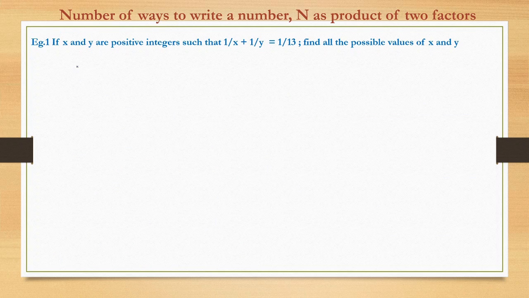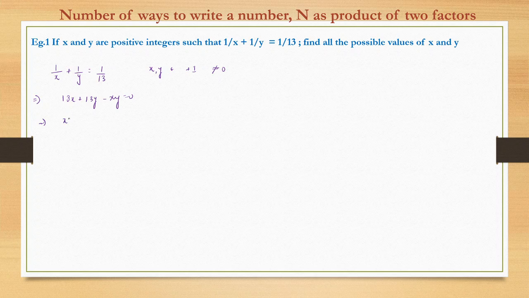If x and y are positive integers such that this is the expression, and x and y are positive integers not equal to 0, right? Because x and y cannot be 0, otherwise the expression would become indeterminate. Now we can simplify this. It will be 13x plus 13y minus xy is equal to 0.